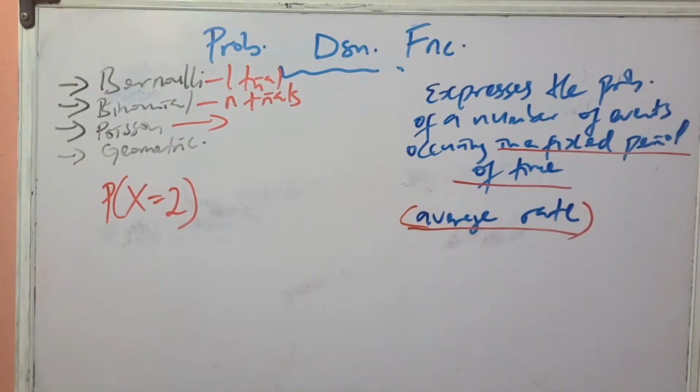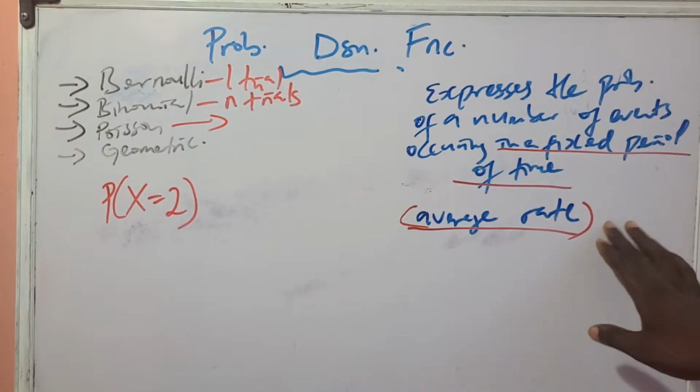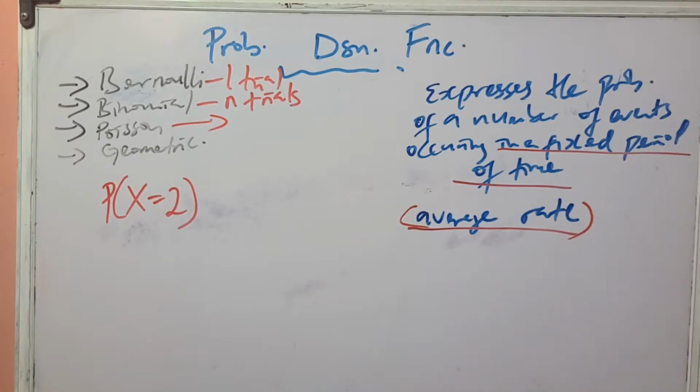The event we are talking about here, we said it expresses the probability of a number of events. This event we are talking about must occur with a known average rate. Now, this known average rate is always expressed as lambda. This is how we express the average rate of Poisson.